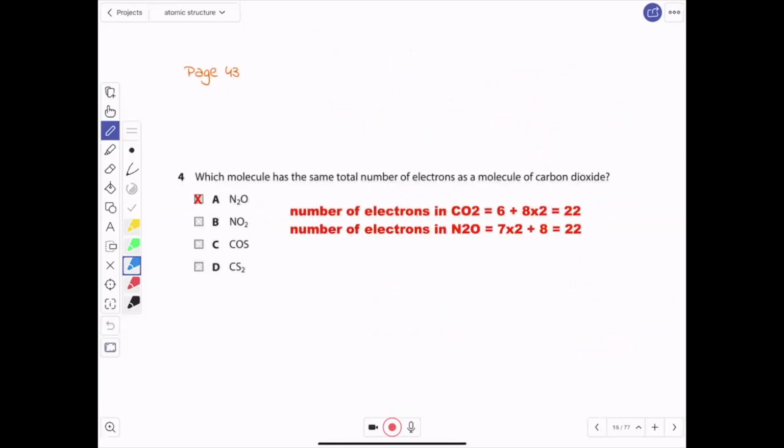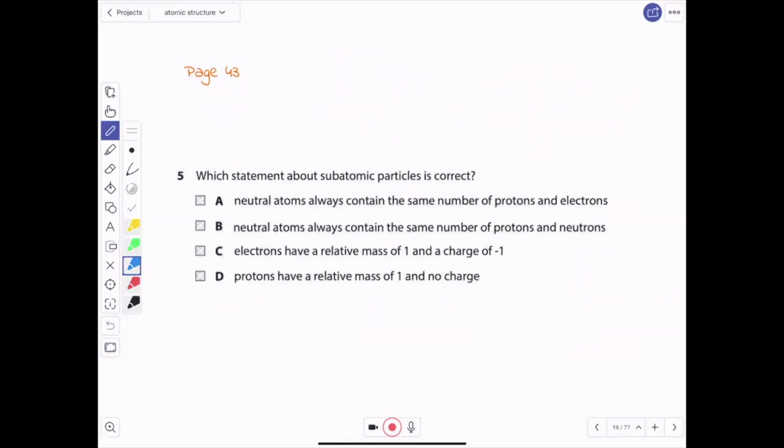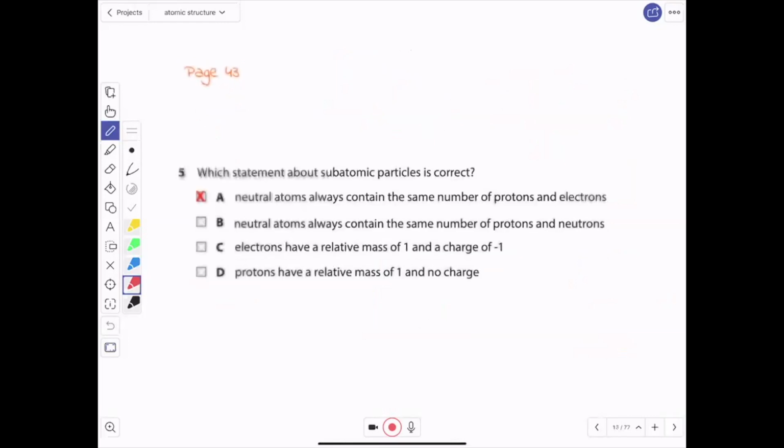All right. Last question in this series. Which statement about subatomic particles is correct? That's the easiest. So can you figure out? A. Good one. Very good. All right.